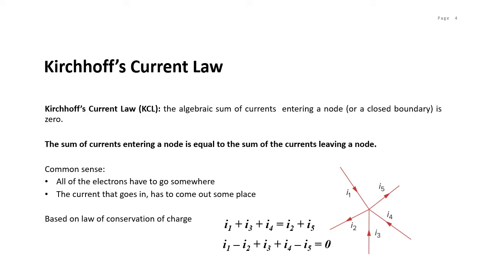Those that are entering will be positive and those that are leaving will be considered negative. If you change it the other way around, meaning entering negative and leaving positive, you'll get the same result. So in general, we can say that the summation of all the currents involved within the node will be equal to 0.